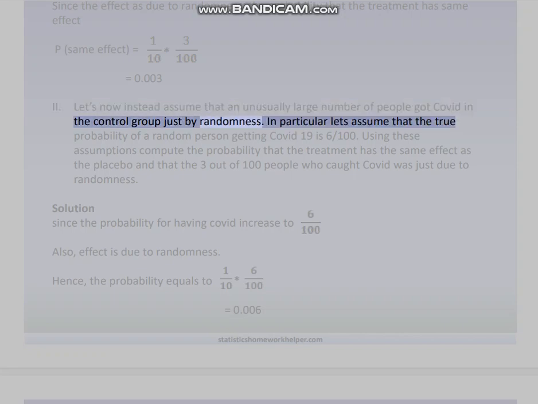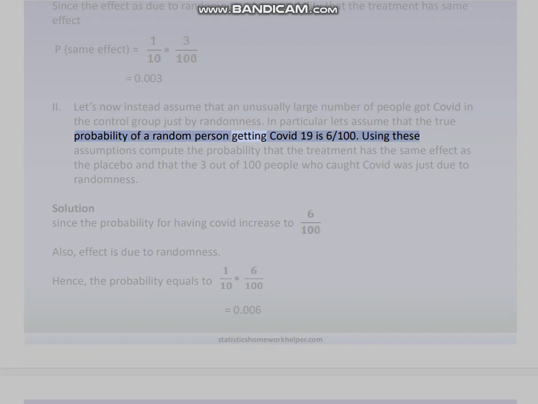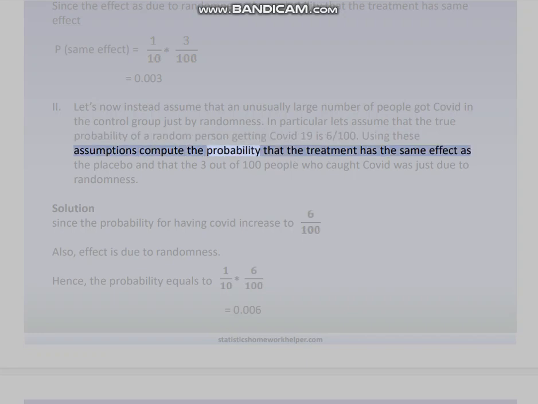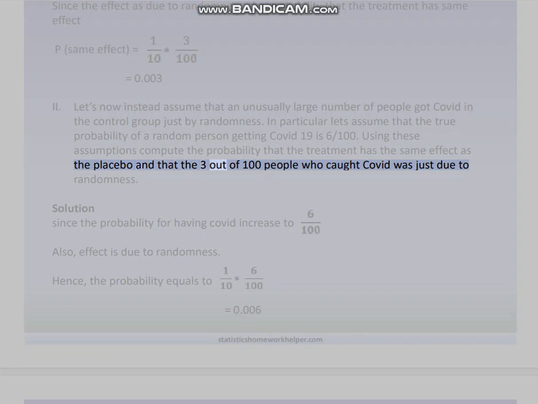Let's now instead assume that an unusually large number of people got COVID in the control group just by randomness. In particular, let's assume that the true probability of a random person getting COVID-19 is 6/100. Using these assumptions, compute the probability that the treatment has the same effect as the placebo and that the 3 out of 100 people who caught COVID was just due to randomness. Solution. Since the probability of having COVID increased, the effect is due to randomness. Hence, the probability equals 0.006.